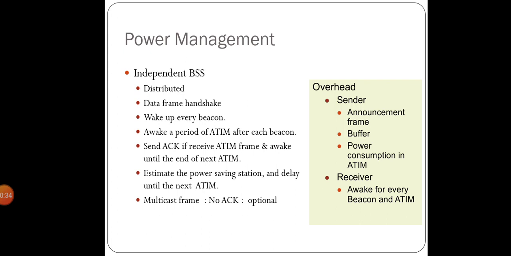Power management, which is independent BSS, distributed, data frame handshake, wake up every beacon, awake a period of ATIM after each beacon, send ACK if receive ATIM frame and awake until the end of the next ATIM, and then estimate the power saving station and delay until the next ATIM arrives, and then multicast frame, no acknowledgement optional, and then overhead sender, announcement the frame, buffer, power consumption in ATIM for the receiver, awake for every beacon and ATIM.